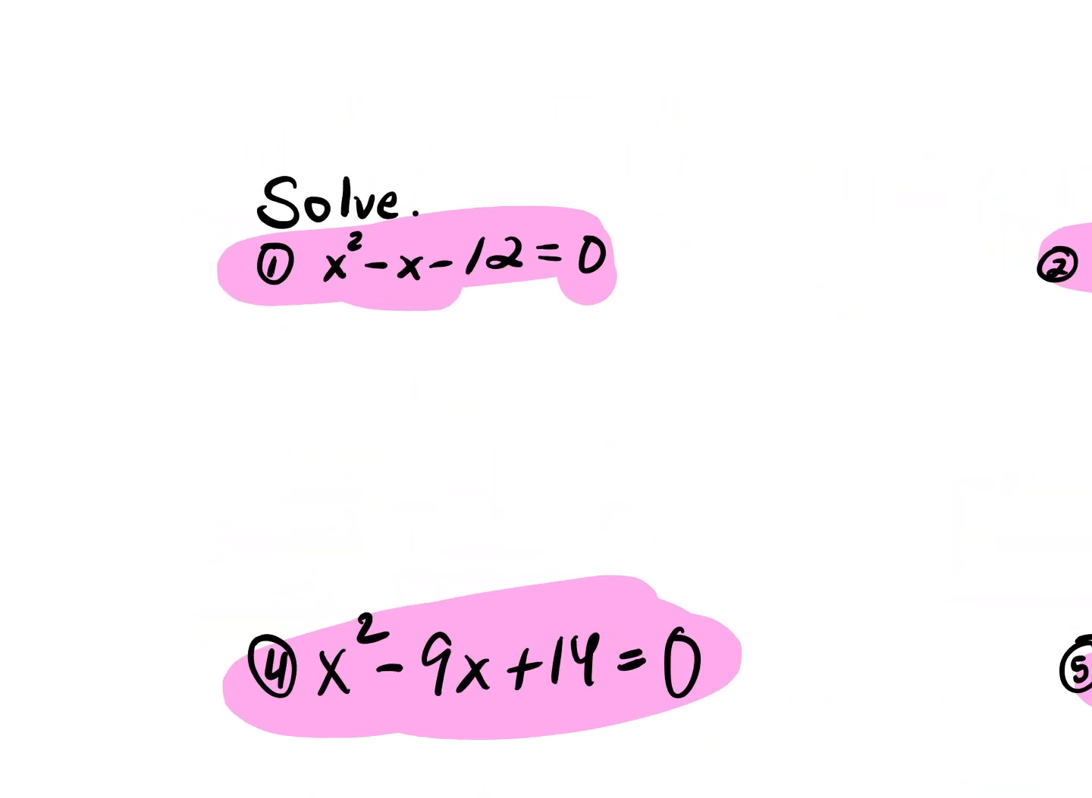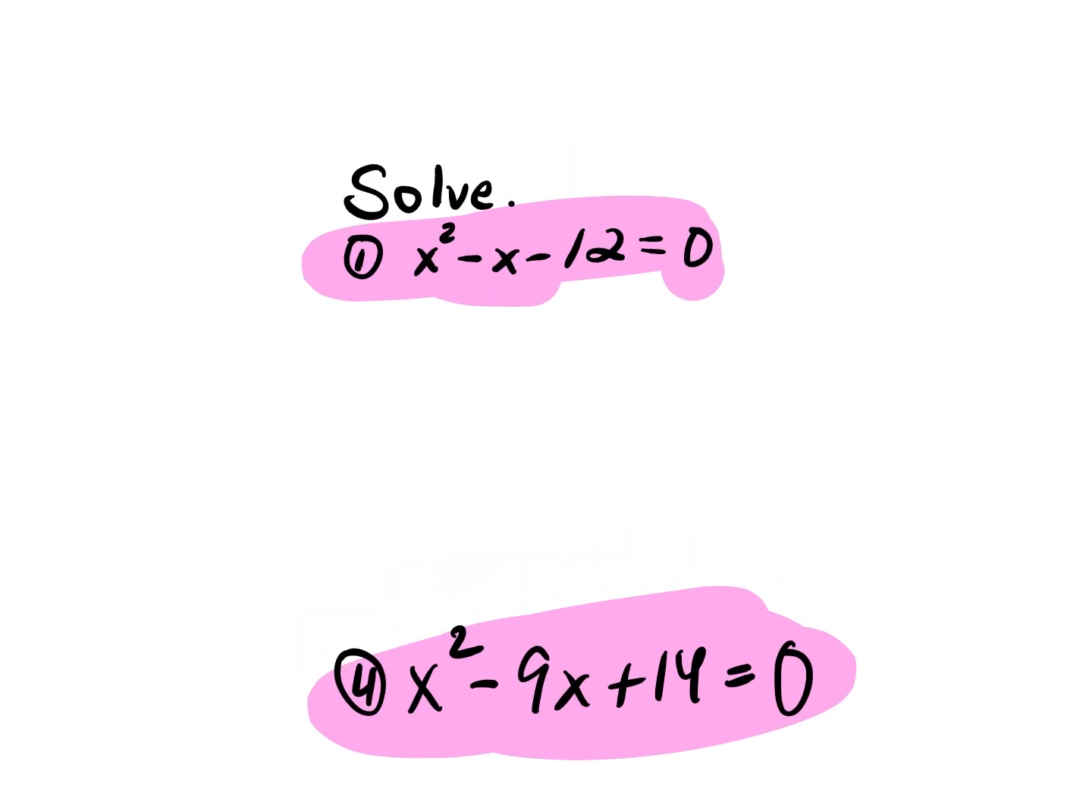All right, so here we have x squared minus x minus 12 is equal to 0. Factors of 12 that add up to negative 1 are 3 and 4, 4 being the negative, 3 being the positive. So it's going to be (x plus 3)(x minus 4) is equal to 0.